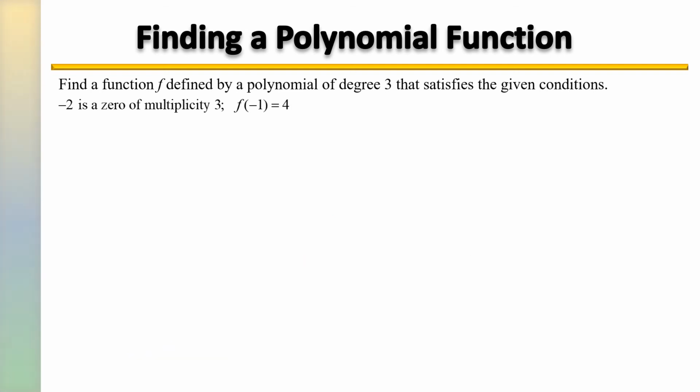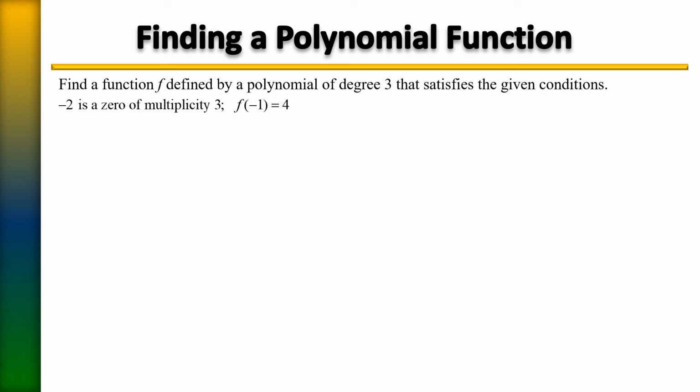In this example, we're asked to find a function f defined by a polynomial of third degree that satisfies the given conditions. Here's the conditions. That -2 is a 0 of multiplicity 3. Also, that f of -1 has to equal 4.